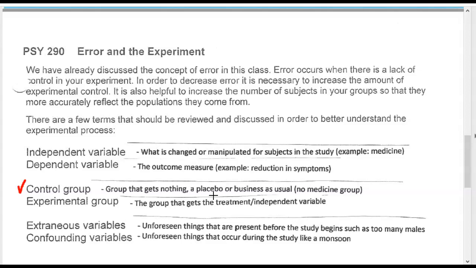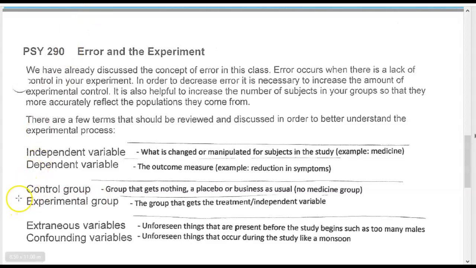The third possibility, where you're still giving people none of the independent variable, is called business as usual. What do you usually do when you get a headache? Take an Advil? Okay, just keep doing what you normally do. That's another way of giving people nothing because they're not getting the independent variable. So they either get nothing, they take a placebo, or they do business as usual. You just tell them to do what they normally do.